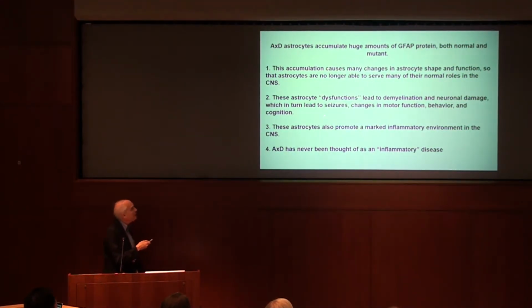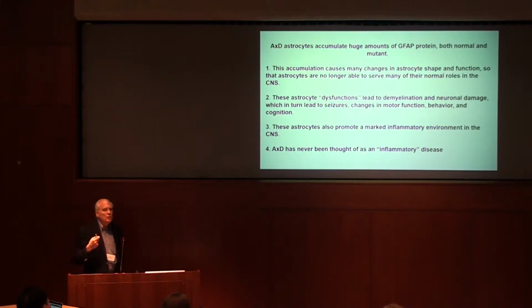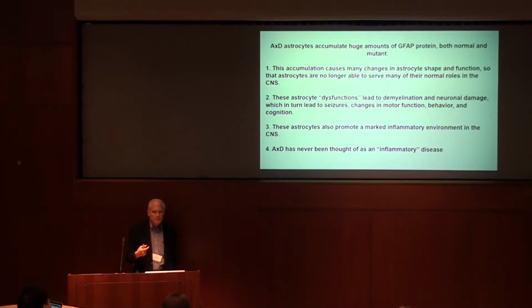Okay, so we saw this. The astrocyte dysfunctions lead to demyelination, or in babies, a lack of normal myelination. They also lead to neuronal damage, not necessarily neuronal death, but neuronal damage. And at least in the mouse brains, we can find that many of these neurons are now becoming the type of neurons that one sees in epilepsy. And we know that many of our Alexander patients develop seizures. So the neuronal dysfunction caused by these changes in astrocytes leads to things like seizures, changes in motor function, behavior, and cognition.